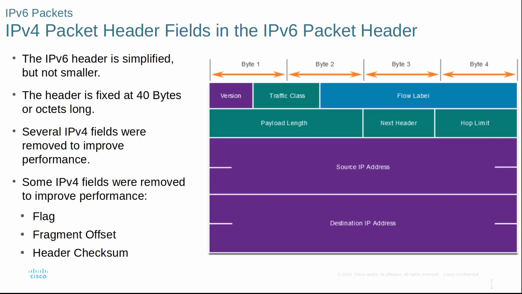So here's what they look like, right? An IPv6 header, and again, it's binary. This is what it looks like for us. It's simplified. It's not smaller. It's still 40 bytes, or octets. That's going to be 5 octets, right? 5 times 8 is 40? Yeah. A bunch of the fields were removed to improve performance, like the flag, the fragment offset, the header checksum. We're not bothering running a checksum on the header anymore, because TCP is going to take care of that. If it's a bad frame, it'll just drop it, right? We don't need to deal with that.